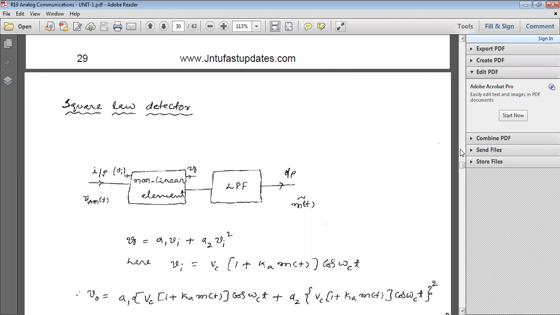Already I told you what is square law. V naught equal to A1 VI plus A2 VI square. This is the mathematical representation for square law. So at the transmitter side, if I use a square law modulator, then to detect our AM signal at the receiver side, we use a square law detector. In this also the main component used is a diode.